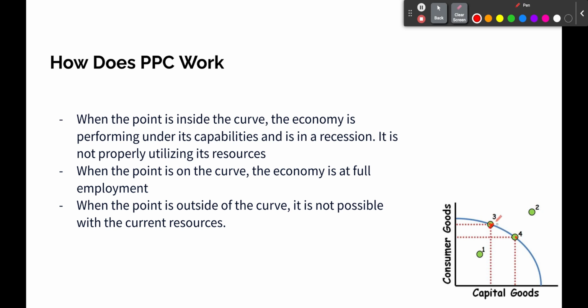Therefore, if you shift from 3 to 4, making more capital goods, your economy will be able to produce at a higher level. Therefore, your economy would actually shift outwards. Vice versa is true. If you shift from 4 to 3, you're creating less capital goods. Therefore, your economy will shift inwards.